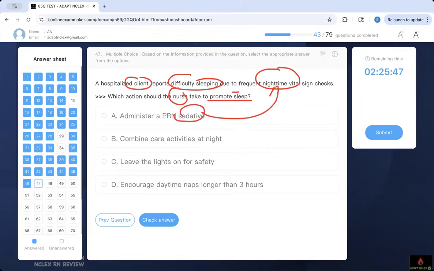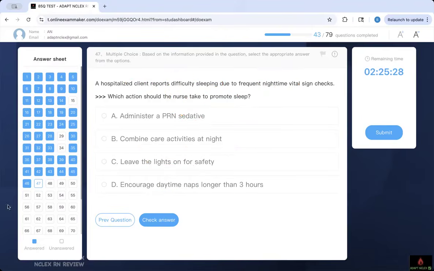Sedation does not help with that. You just ignore the patient complaint. Oh, I combine activities and I come there once. Good job. Leave the light on? He's not going to sleep. Daytime sleep will make you not sleep at night. Therefore, what do you think is your answer?